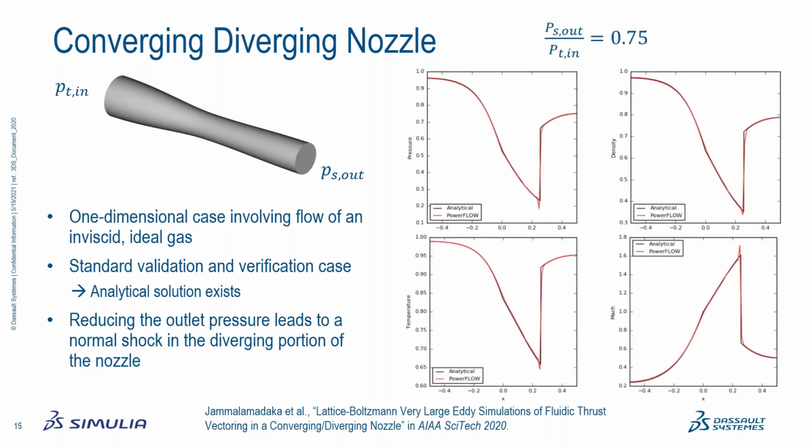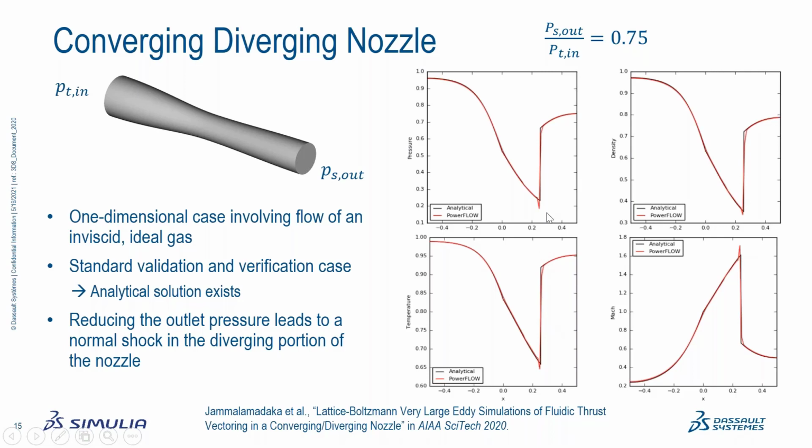On the right-hand side, I'm now showing the pressure, density, temperature, and Mach number distribution along the center line of this nozzle for a static outlet pressure of 0.75. The red line is the simulation from PowerFlow, and the black line is the analytical solution. As you can see, we have a very good agreement with the analytical solution, and you can also see that the maximum Mach number that we're reaching inside the nozzle is slightly above 1.6.